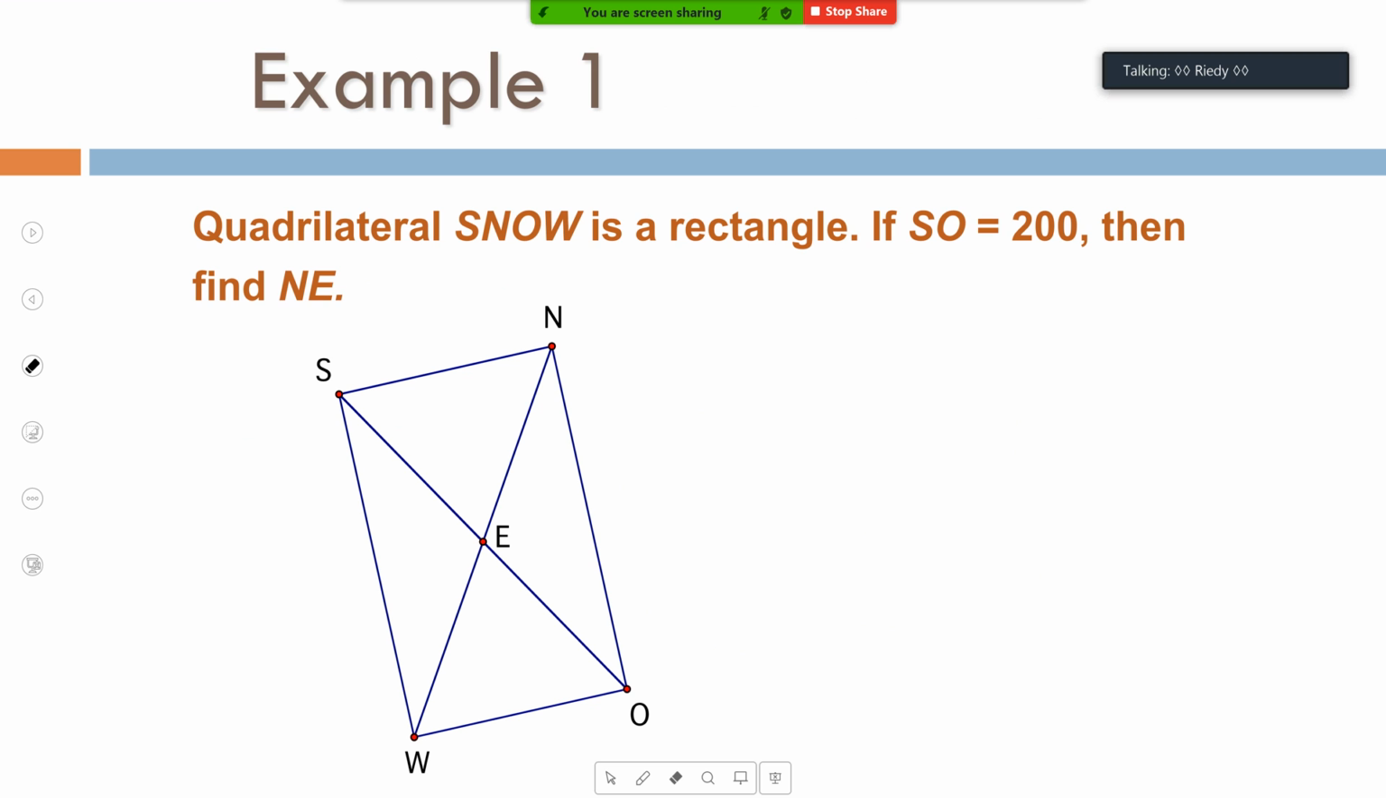Am I going too fast? Are we good? We're good? Okay. Well, this seems kind of a silly question, but maybe it's not. If SO is 200, how long is NE? So instead of answering that question, let's answer the first question. How long is NW? 200. So therefore, how long would NE be? 100. Good, because they bisect each other. Excellent. Okay. Really simple.